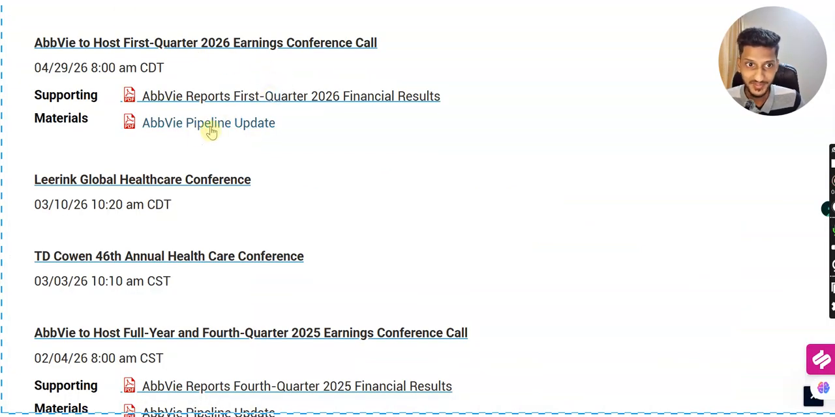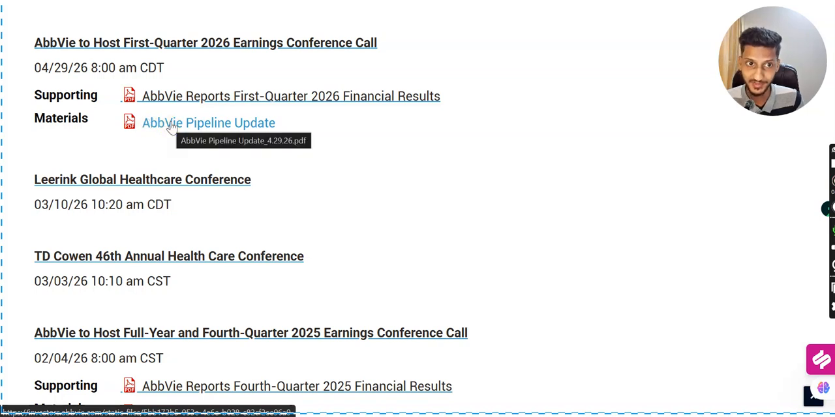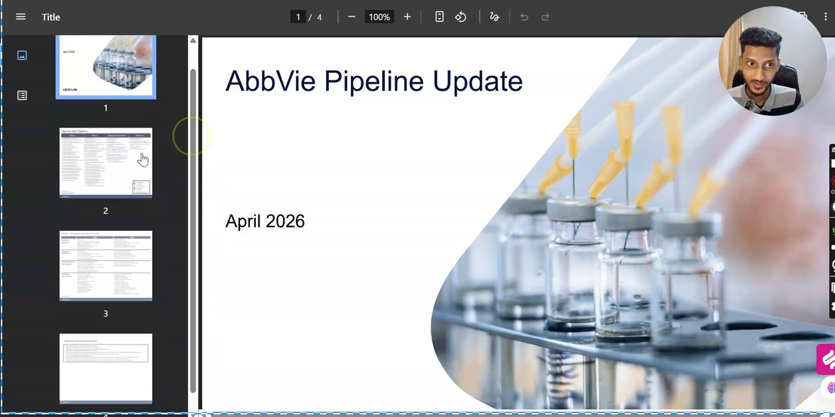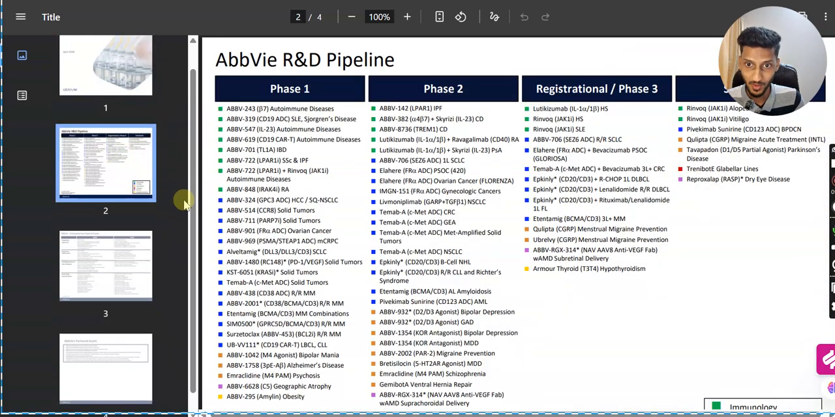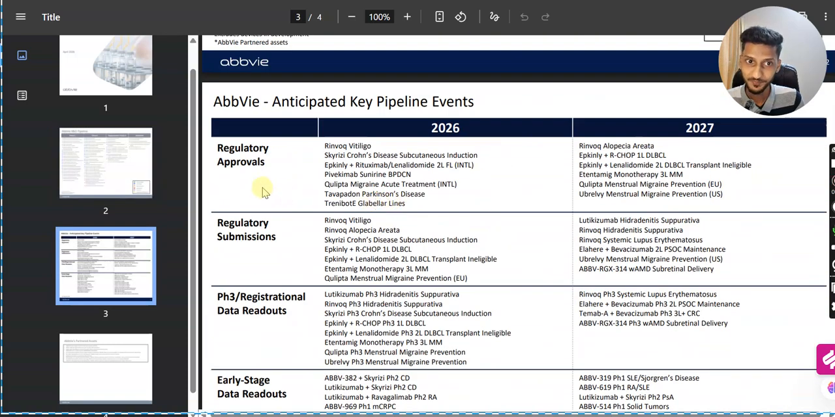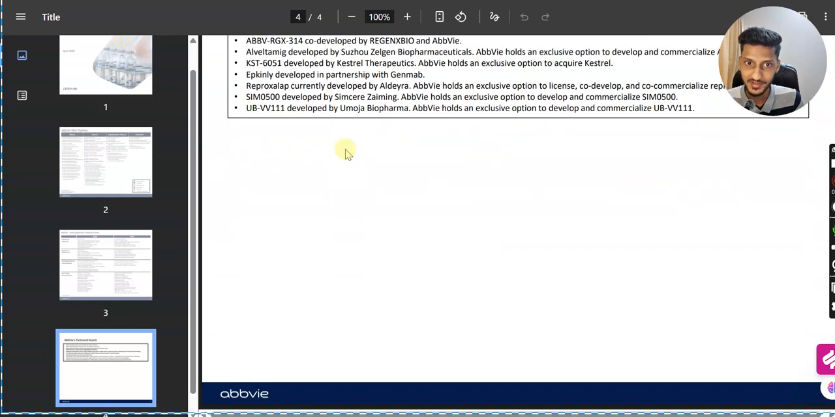Now, another thing that AbbVie has done that is really nice is that they have provided their entire pipeline update in a separate report. So if you go and click on that, they are reporting that in this first quarter, everything that has happened with all the assets across their pipeline, they are going to discuss that over here. So you could essentially look at your therapy area of interest and understand what are the different updates that have happened, what are the key pipeline events that have happened.